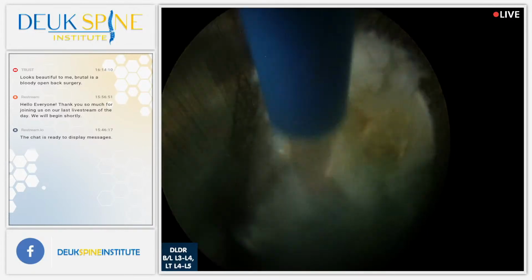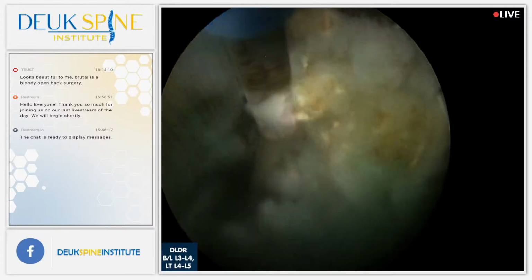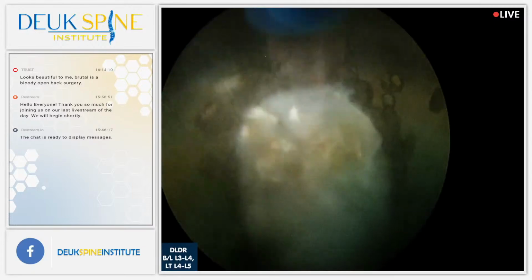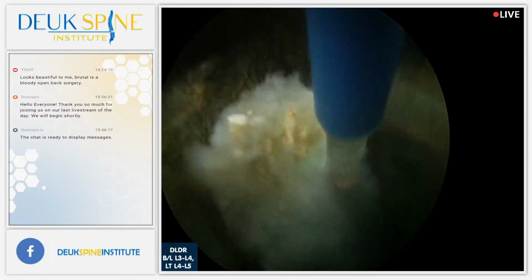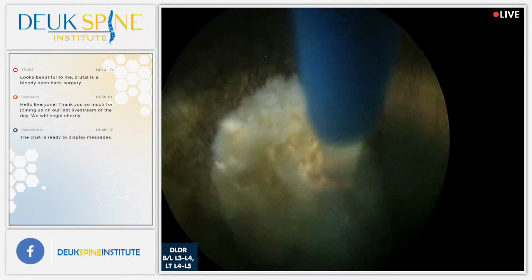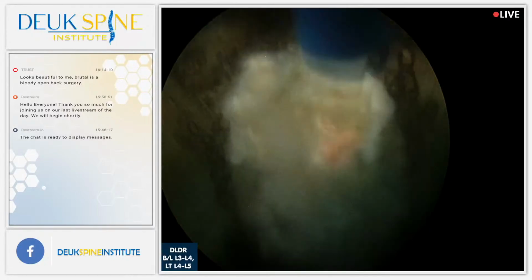So my point is, as a spine surgeon, we're not taught to be conservative with blood loss. That's something that I learned when I got out and I started taking care of patients.